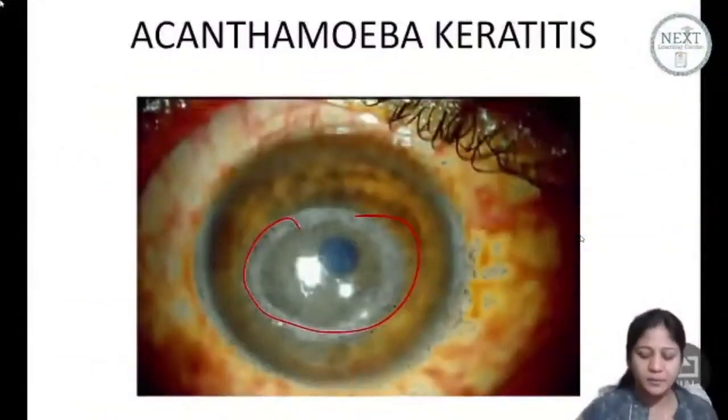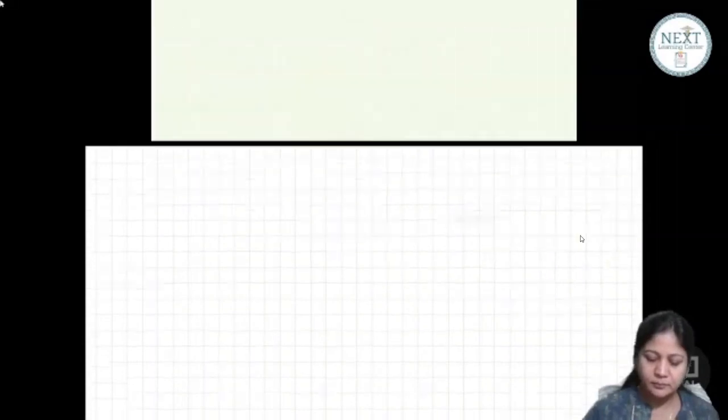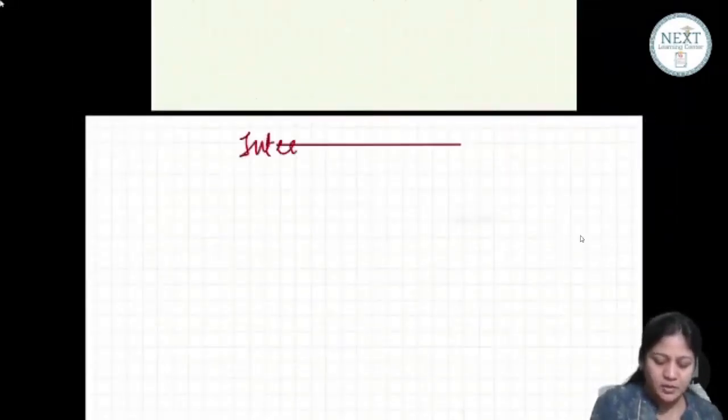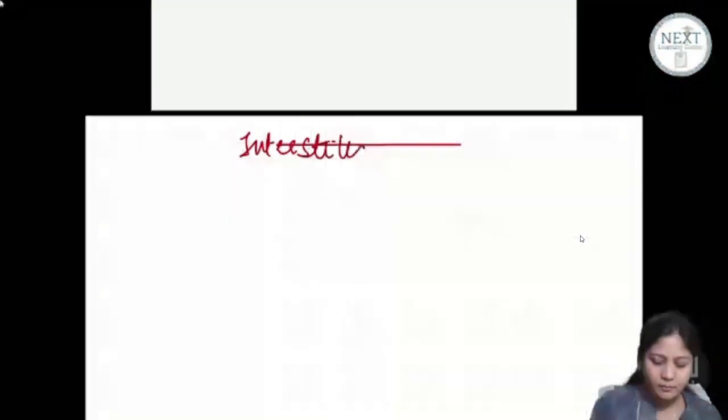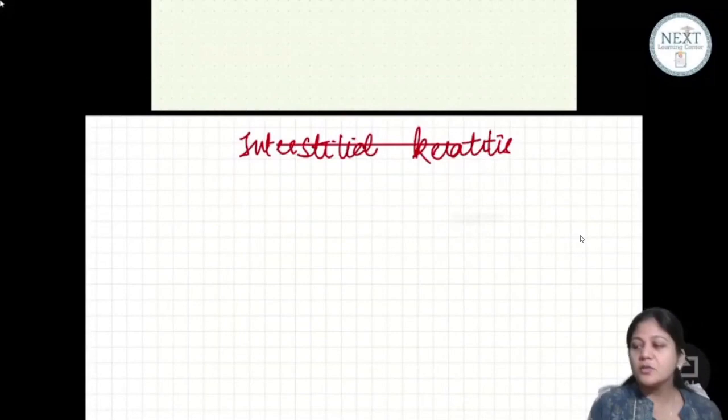चलो, अभी next ulcer पढ़ते हैं. So the next ulcer is interstitial ulcer. The next ulcer is interstitial ulcer. या फिर interstitial keratitis. So what do you mean?